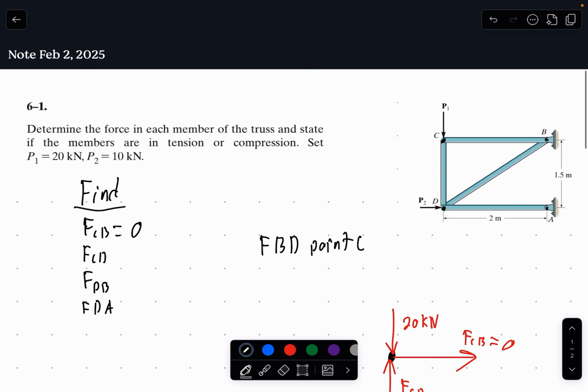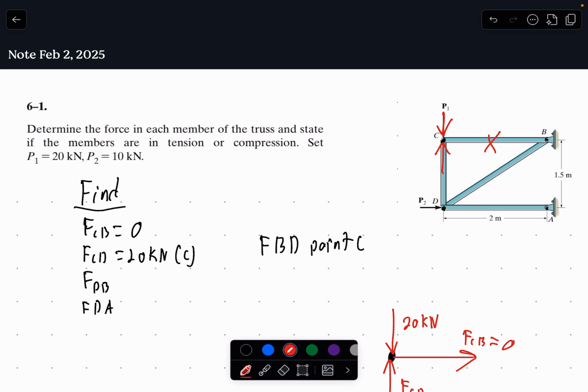Okay, so we first write up here in our find variables: force CD is going to be 20 kilonewtons and in compression. Let's look at this right here. We have this force P acting down, and we know that there's no force acting in this other member. So the force in CD must be equal to P1.